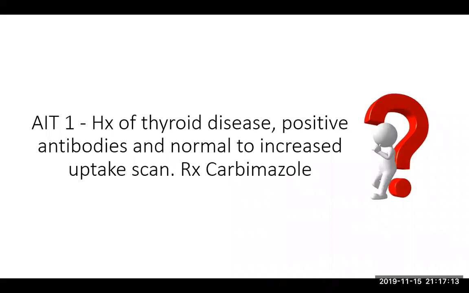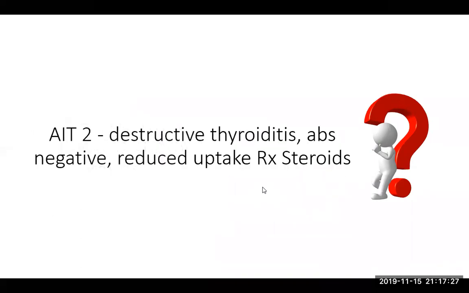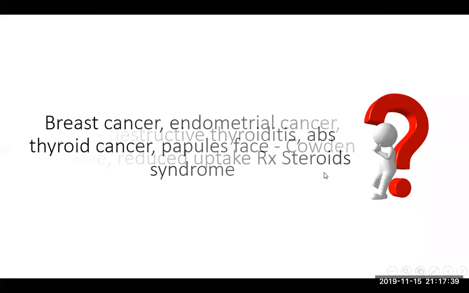Another question: amiodarone-induced thyrotoxicosis type 1, history of thyroid disease, positive anti-TPO, and normal to increased uptake scan, of course treated by carbimazole, plus or minus potassium perchlorate or sodium perchlorate. Another one in the same year: amiodarone-induced thyrotoxicosis type 2, which is destructive, the antibody is negative, the uptake is reduced, and it is treated by high dose steroid.